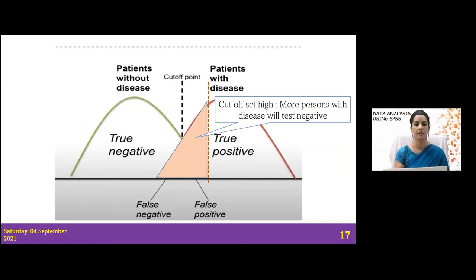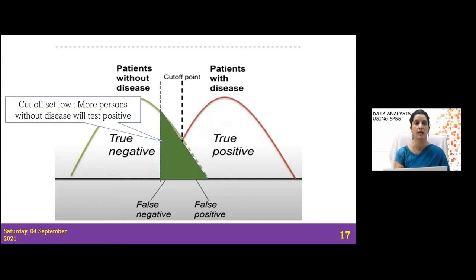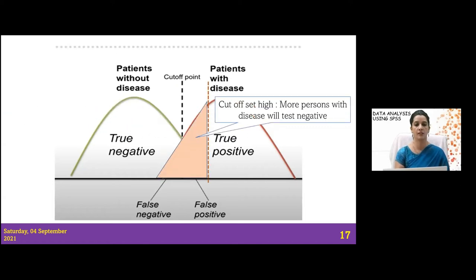And then if I set a cutoff like this, if I increase the cutoff, what will happen? There will be more false negatives, because the diseased persons I am classifying as healthy. Maybe this line was 20 initially, and I have reduced the cutoff to 15. This will increase my sensitivity, because now I will have all the diseased ones, but it will reduce my specificity. Similarly, if I increase my cutoff, it will increase my specificity, but reduce my sensitivity. So we have to make a balance between sensitivity and specificity.